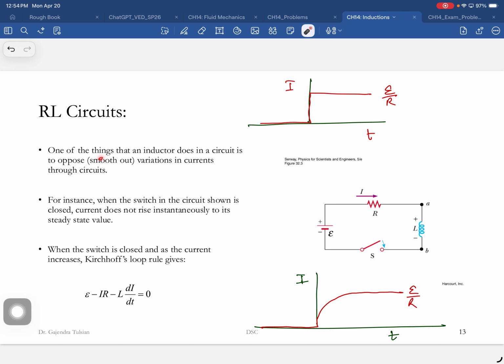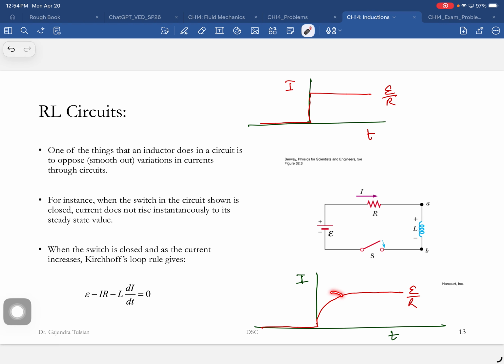So one of the things that an inductor does in a circuit is oppose variations in current. When the switch in the circuit shown is closed, current does not rise instantaneously to its steady state value. It'll rise gradually like this.